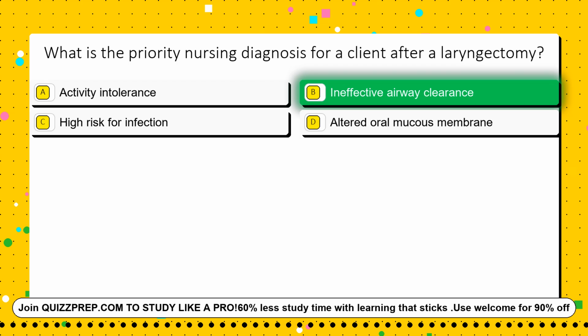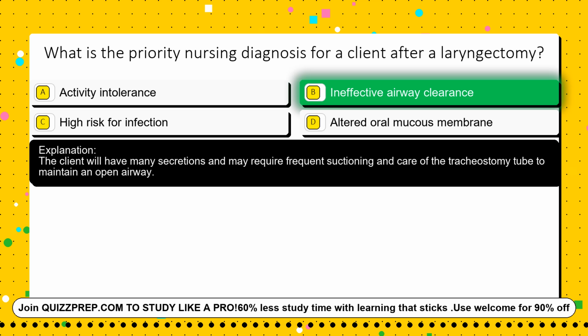The correct answer is option B. Ineffective airway clearance. The client will have many secretions and may require frequent suctioning and care of the tracheostomy tube to maintain an open airway.